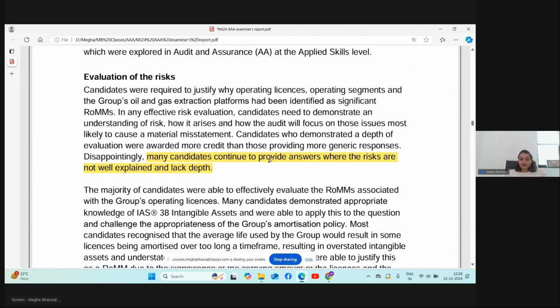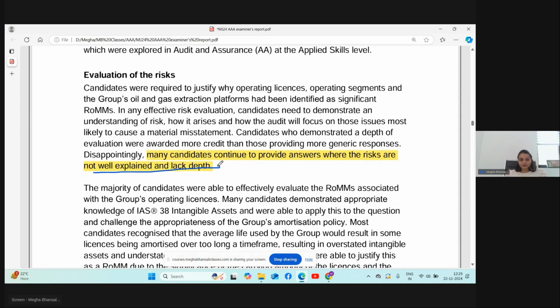Many candidates continue to provide answers where the risks are not explained well and lack depth. So, like I told you, those points, if you keep in mind: materiality, IFRS, how it is affected here, and the conclusion, 4 points. What is understated, overstated, non-compliance with IFRS, no disclosure. If you put all these 4 points in your answer, you will get your full marks for risk. Please keep this in mind.